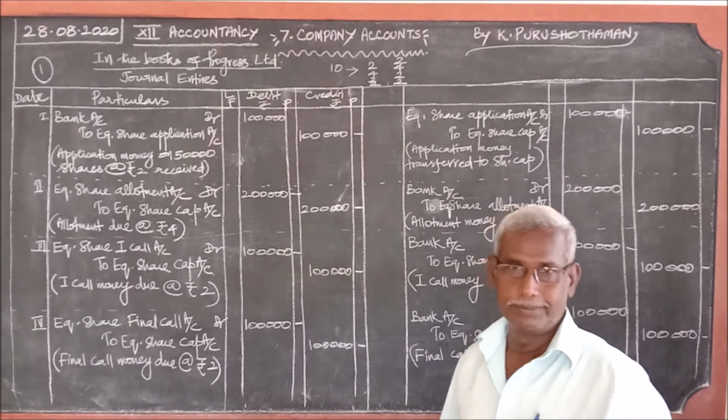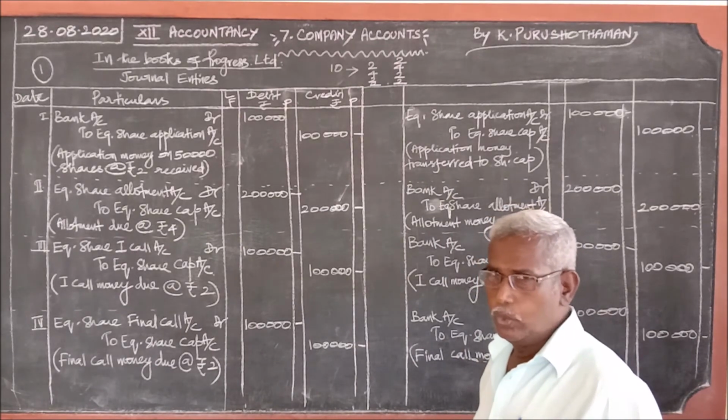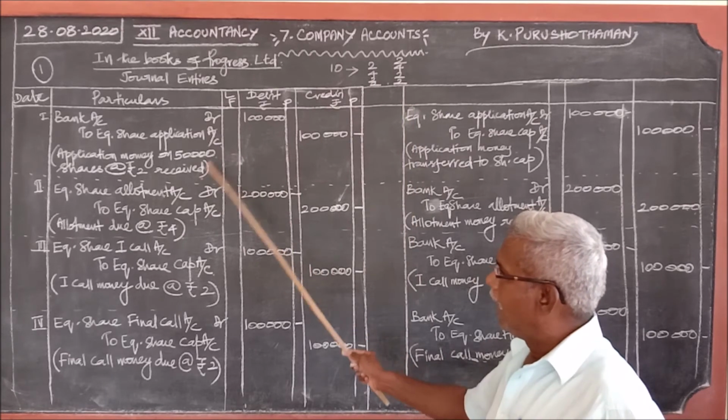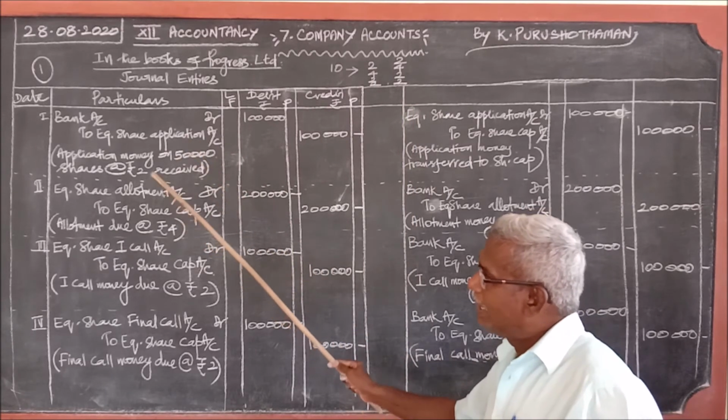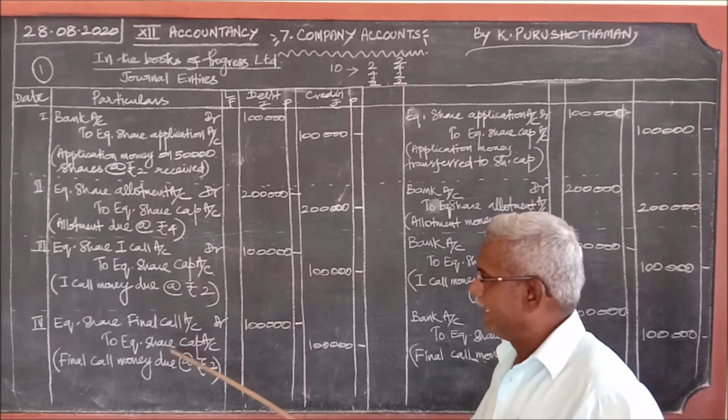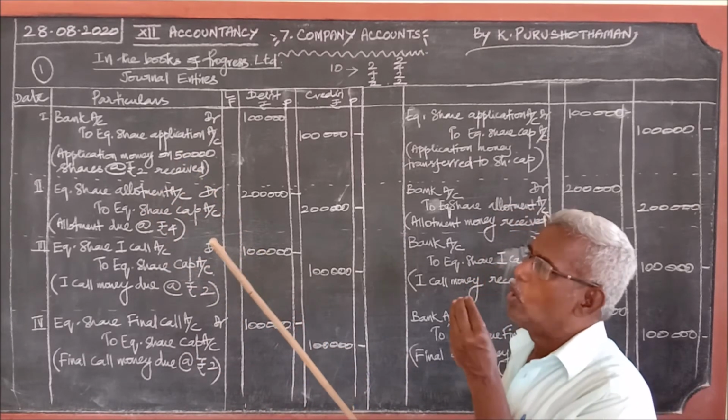It's very simple. And now, if you compare the first stage 2 journal entries and the rest of the other 3, that is allotment, first, final, you can find a small difference.